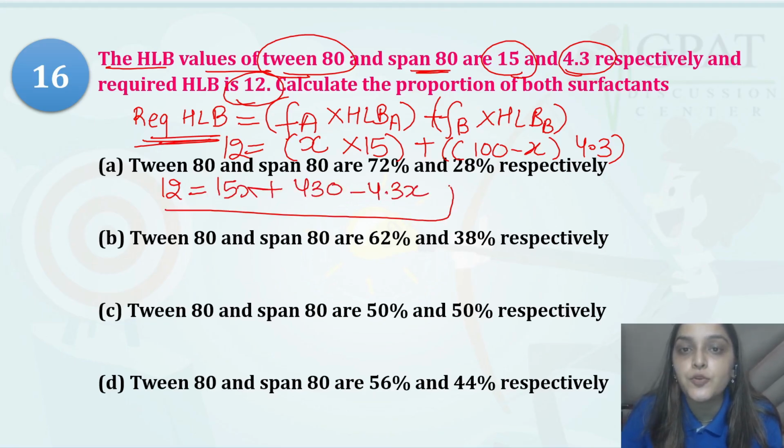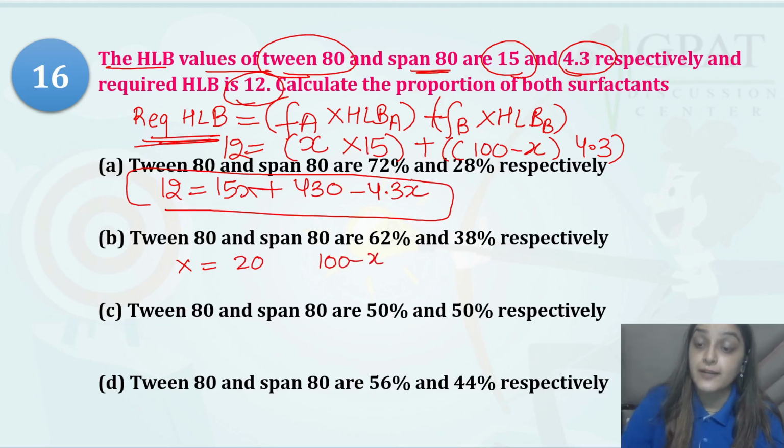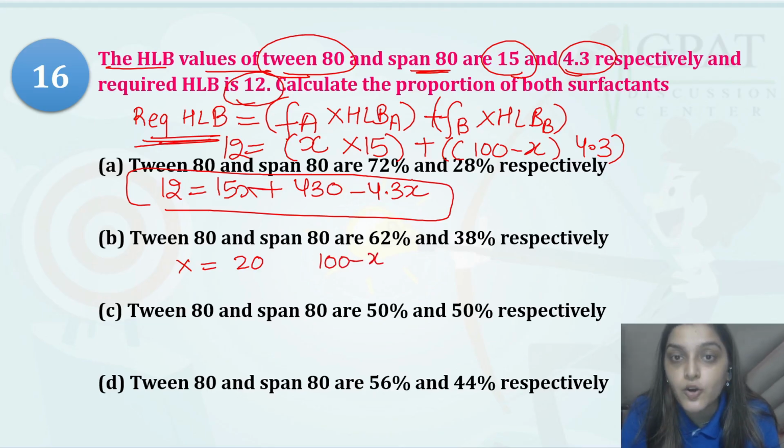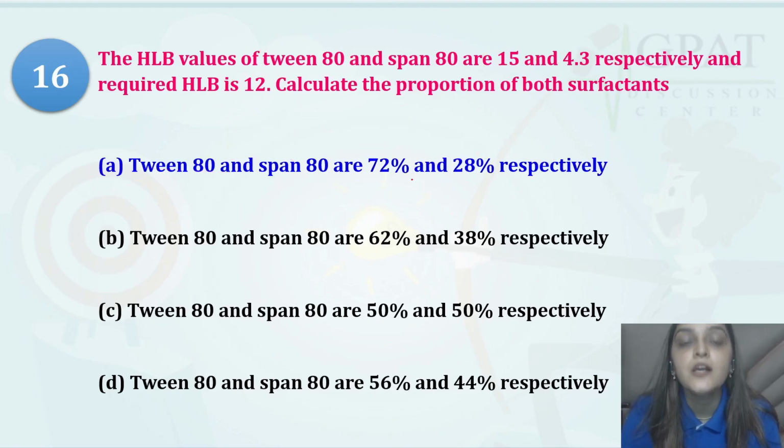Now it is up to you, you all can solve. Let's suppose you get the value of x as 20, then the other will be 100 minus x, which will be 80%. Okay, so that's how you can calculate it and comment down the answer. I am leaving it to you all, right? I'm just trying to show the answer, but I will wait for your responses as well. So we have 72% and 28%.